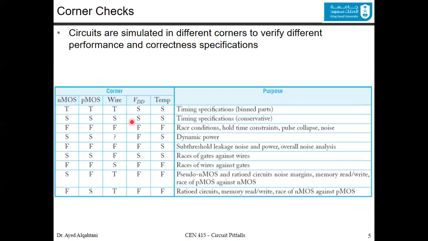This table is actually showing you the corners, the setup for each one of them, and what the purpose is. So for example, this one here, the NMOS in the slow corner, the PMOS in the slow corner, the VDD in the fast corner, and the temperature in the slow corner, you do this for the dynamic power. So circuits are simulated in different corners to verify different performances and correctness specifications. And you can read the rest of this table. That's the purpose of the corners.